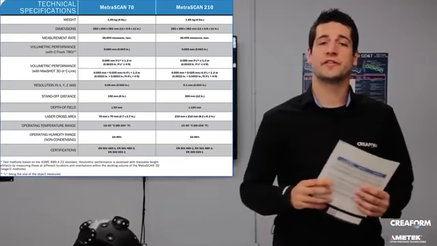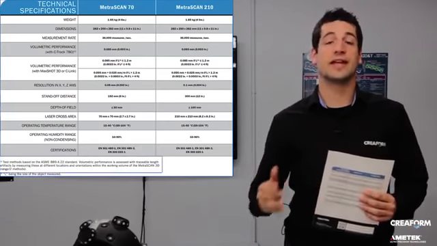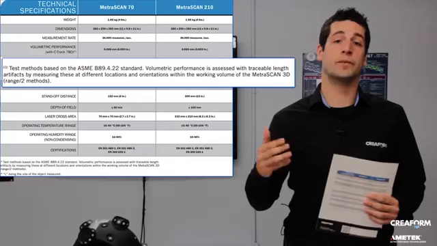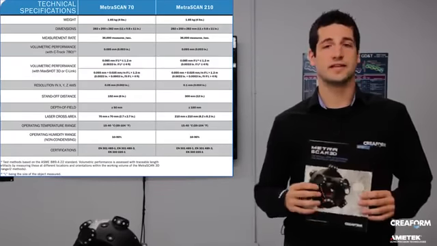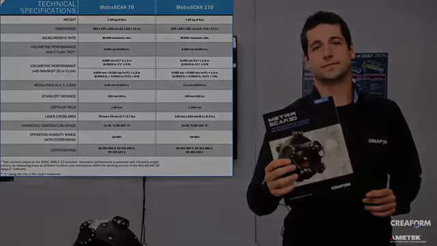The volumetric accuracy of the system is computed using the average method, following the ASME B89 standard. But all this information is available in the brochure.